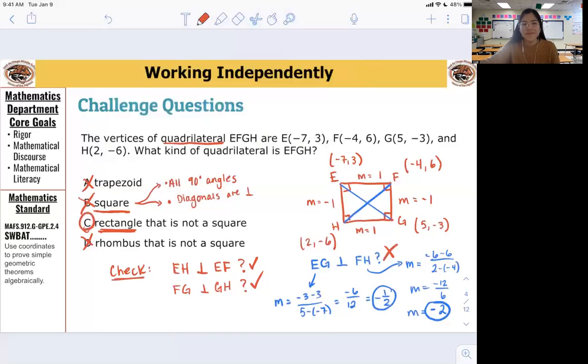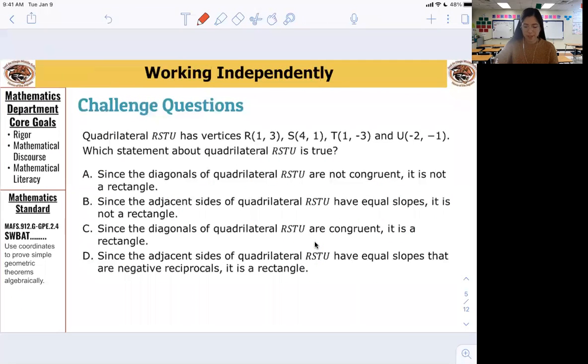All right. So any questions on this problem? Let's do another one that's very, very similar. Except I'm running out of room, so hopefully I have enough room. This quadrilateral has those 4 vertices. Which statement is true? So first, let's actually read through the statements and see if they even make sense, because sometimes the statements don't even make any sense, so we can already get rid of some answer choices. So can I have a volunteer read statement A?